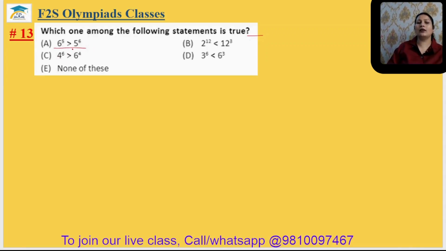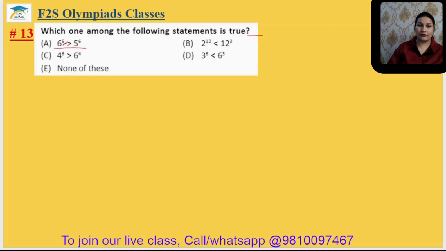Or we can say that if the exponent is bigger and the base is smaller, the number which has the bigger exponent will generally be the bigger number. Generally, it is not applicable for all numbers. If you check with 2, it will not be applicable. But for most numbers, we can say the number having the bigger exponent will be bigger. So here the exponent is 5, here the exponent is 6, and the numbers should be consecutive, or the difference between the bases should be small.